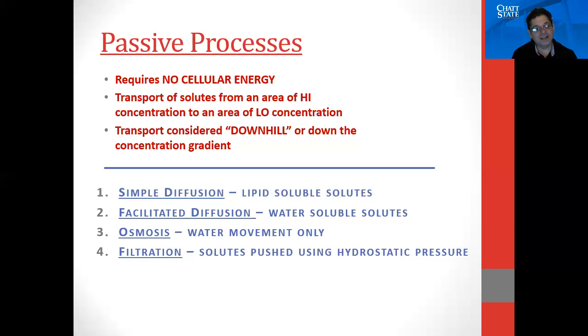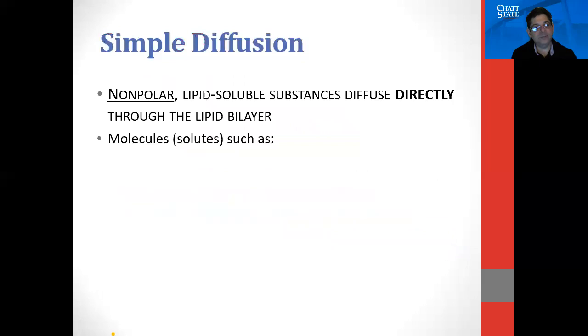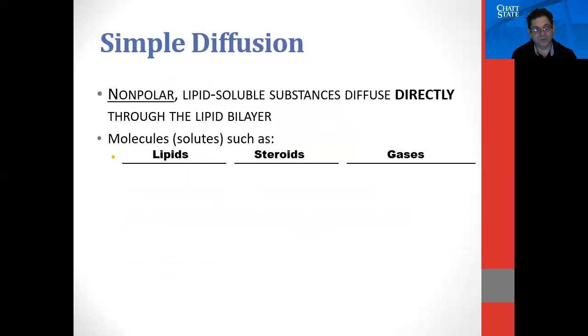Here's your four types of passive transport. And we're right out of time here, but let me just push through these four. We did them in lab. Simple is going to be for lipid soluble, facilitated for water soluble. And then we have osmosis specifically just for water, and then filtration representing the pressure of water. So in lab, we went through all the details, which molecules move through for simple, which are all going to be nonpolar.